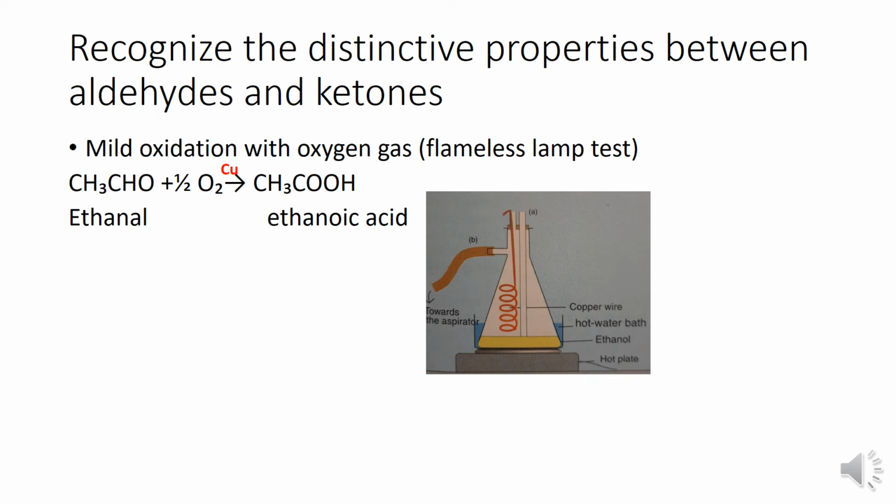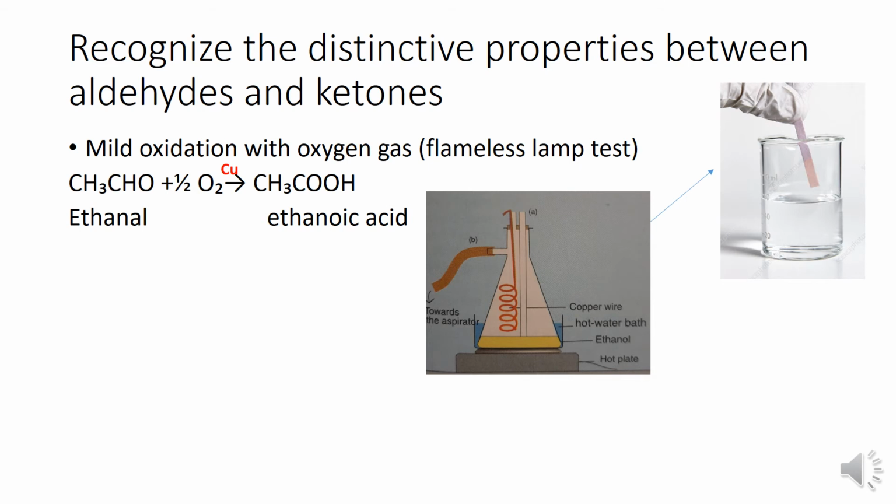Now, how can we test the presence or the formation of ethanoic acid? Let's take a sample from the solution and put it in a beaker. Introduce litmus paper, blue one. If it turns red, it means the formation of acid, which is ethanoic acid.